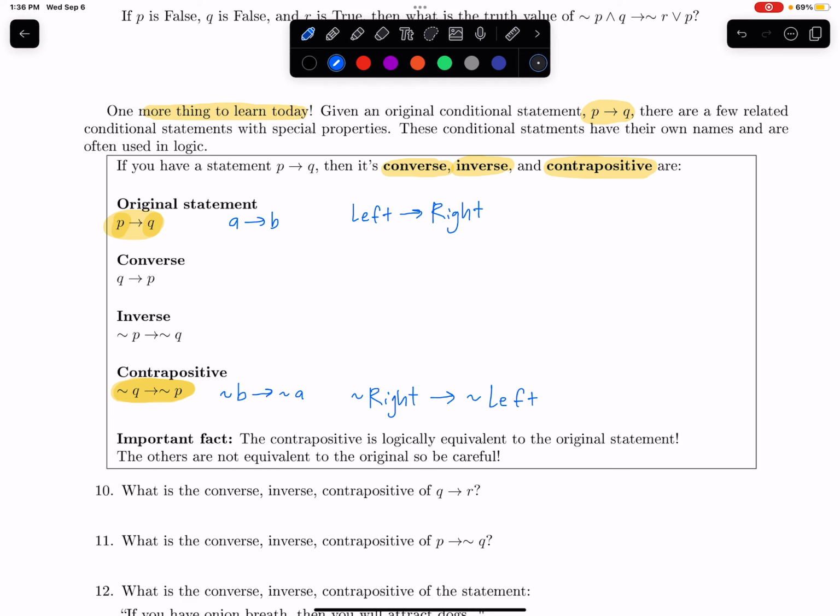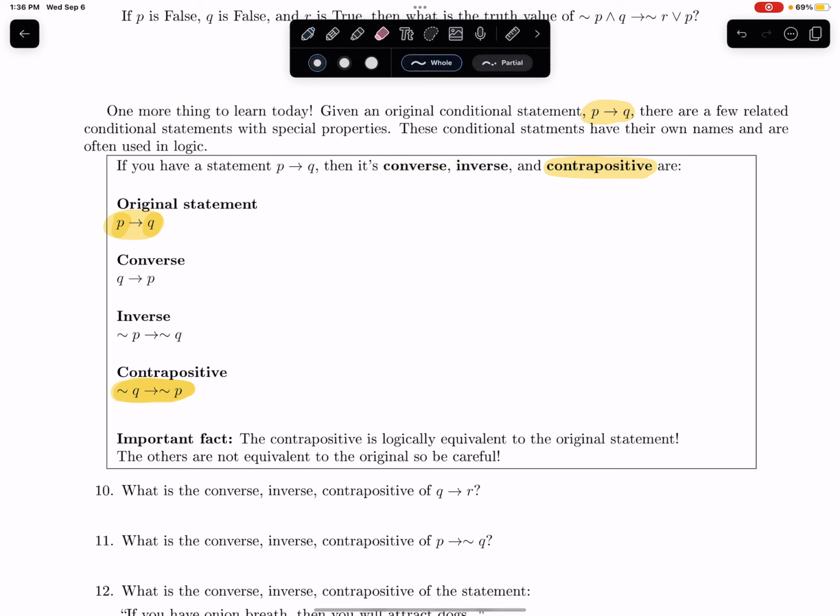Now I did some color coordinating here for a reason. I have the original and the contrapositive highlighted in yellow right now. And the reason is, let me actually further that color coordination here. The reason for that is those guys are equivalent. The contrapositive turns out to be logically equivalent to the original statement. This is a big deal. This is a very cool fact. The others are not necessarily equivalent to the original, so be careful.